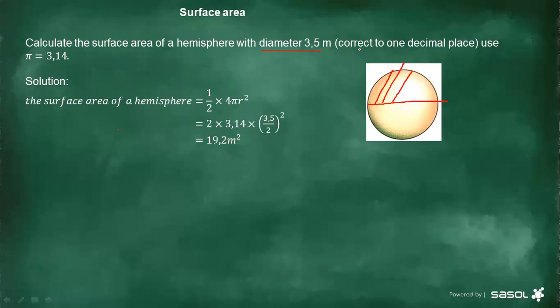So this is also very, very important. This instruction says correct to one decimal place, so it must be like that. You must write to one decimal, one number after the comma. All right, and then your units as well. Units are very important. So this one is meter squared.